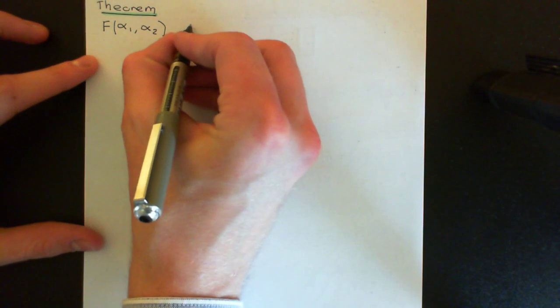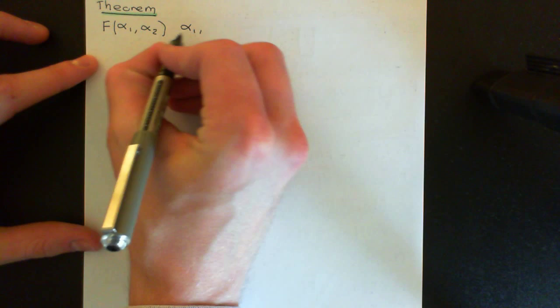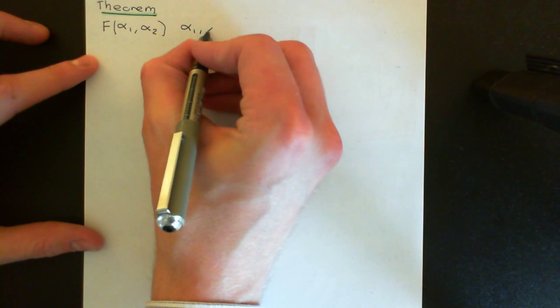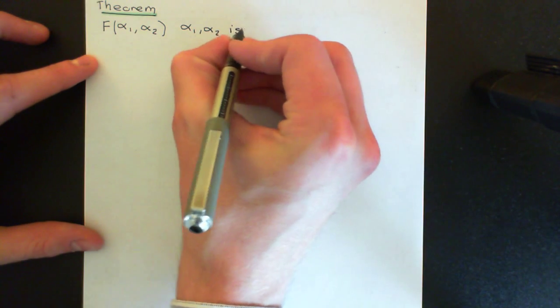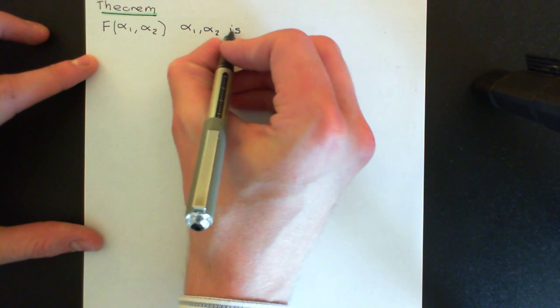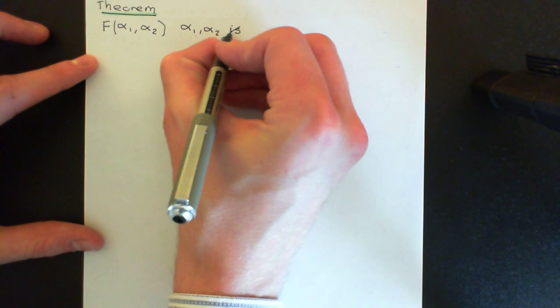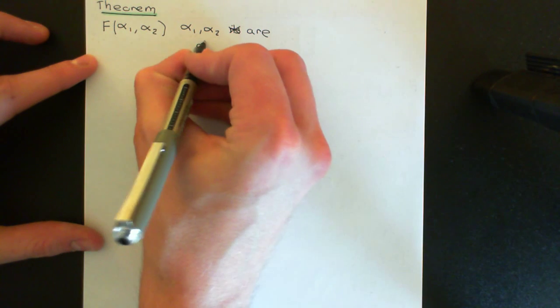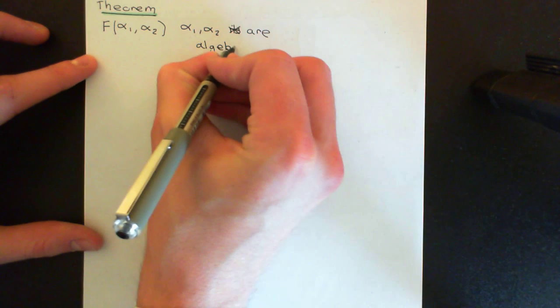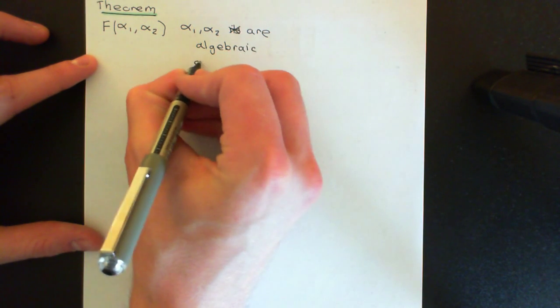So what's the big change now? The big change is that we're going to assume these elements are now algebraic over F, rather than before where we were just assuming that they were any old elements which could have been transcendental. So we're now going to assume alpha 1 and alpha 2 are algebraic over F.